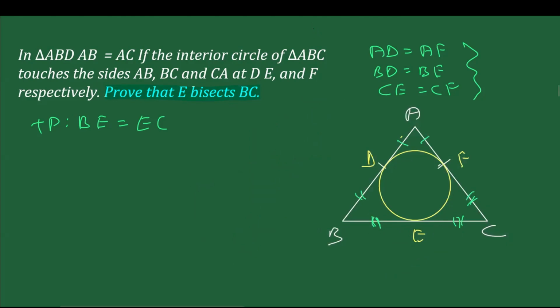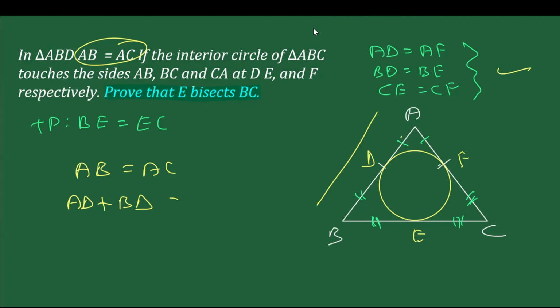Now we will be using this in order to prove that E bisects BC. For that we begin with AB is equal to AC, given, right? AB is equal to AC. Now I'm going to split AB. We can write AD plus BD, as we are going to apply this. And similarly, AC can be split as AF plus CF. So from here you can see that AD is equal to AF, right? If they are equal, we can cancel them. So if this gets cancelled, we are left with BD is equal to CF.